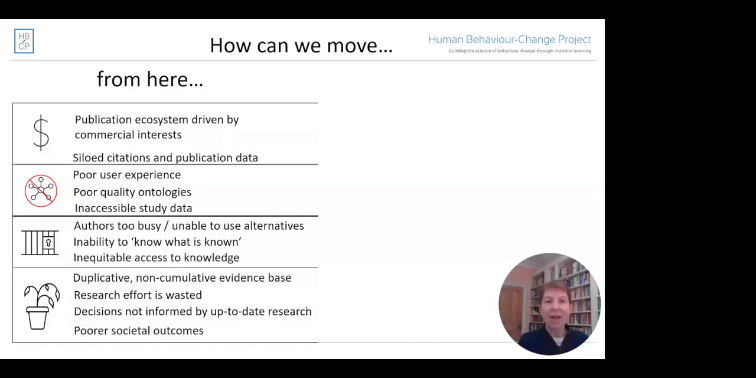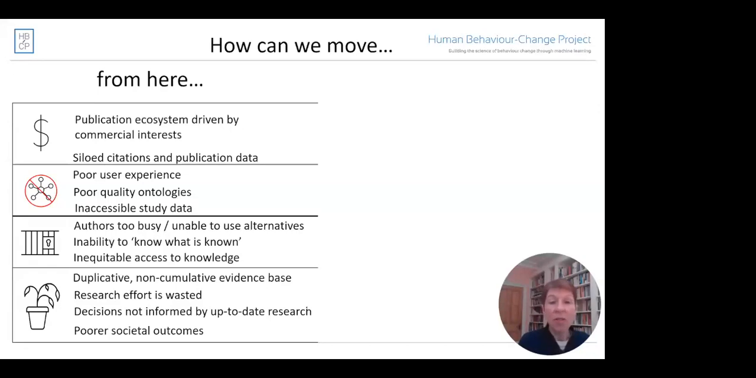So, in order to do this, how can we move from where we are at the moment? We have a publication ecosystem that's driven by commercial interests. We have siloed citations and publication data. This is across disciplines, but even within disciplines, we have this. Poor user experience in terms of trying to find, extract and synthesize knowledge, poor quality ontologies, and often inaccessible study data. We just can't get to the data that we need.